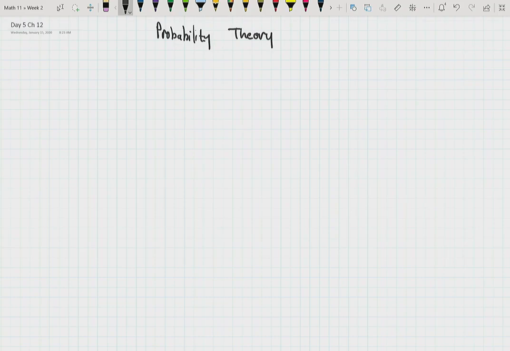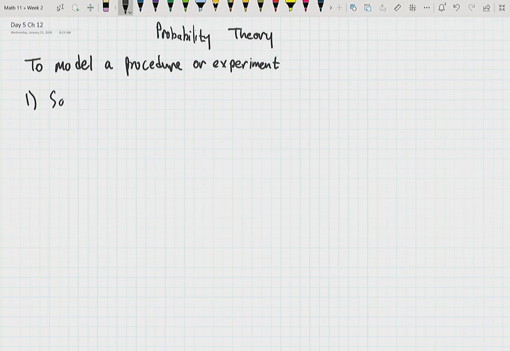So let's say that you are trying to model a procedure or an experiment. There are 3 relevant elements to this. To model a procedure or experiment, first you need to set up what the possible outcomes are. And the set of all of these is called the sample space. Okay, so there's 3 components. The first component is the sample space, which is the set of outcomes.